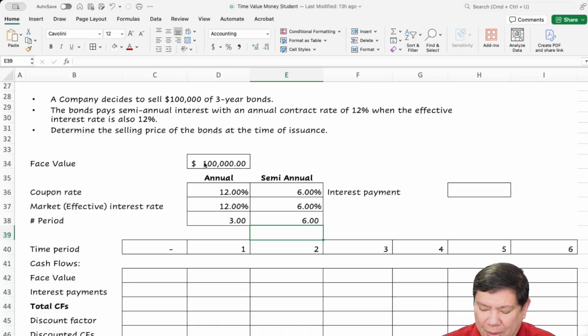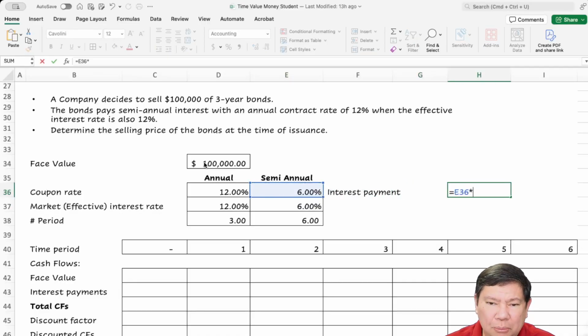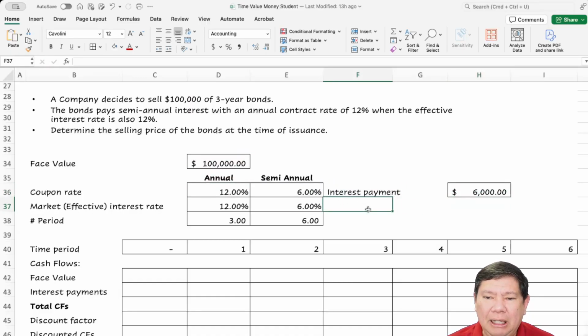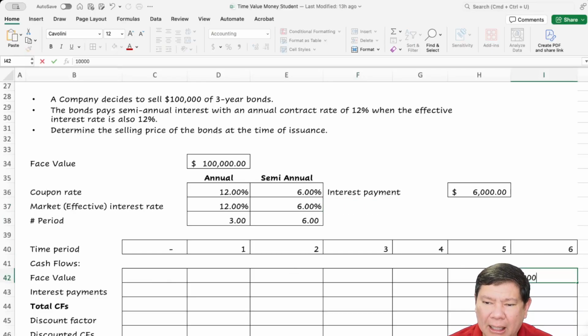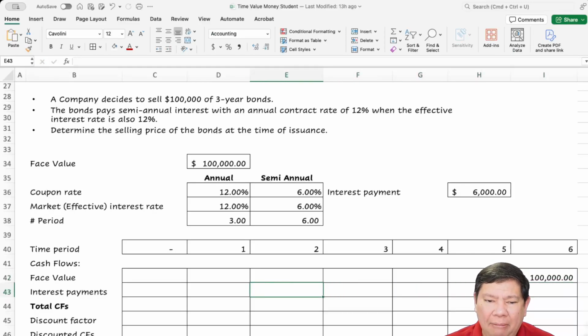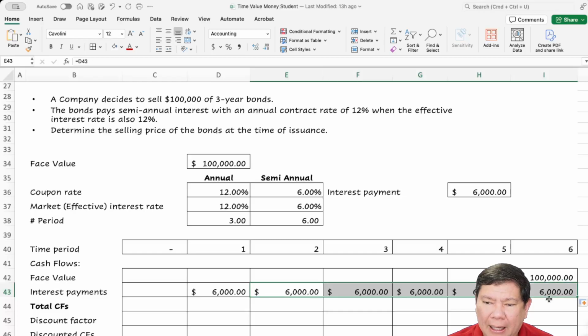six-month periods. Okay, so we can calculate the interest payment based on the coupon rate, 6% times 100,000. So the company will pay $6,000 interest every 6 months. Now let's take a look at the cash flows. At the end of 6 periods, the company will pay back 100,000, and every 6 months, starting 6 months from now, the company will pay $6,000. So that's the cash flows that the company will have to pay.